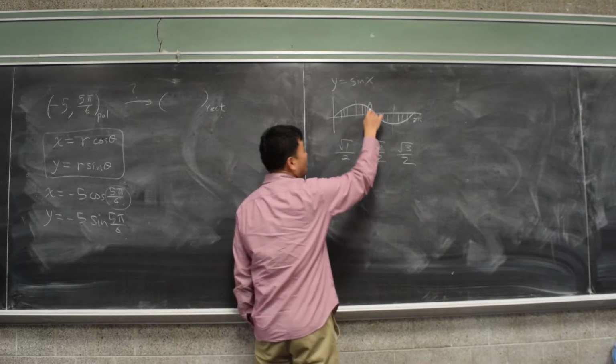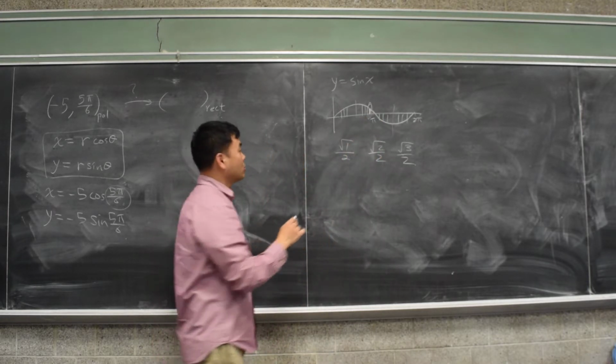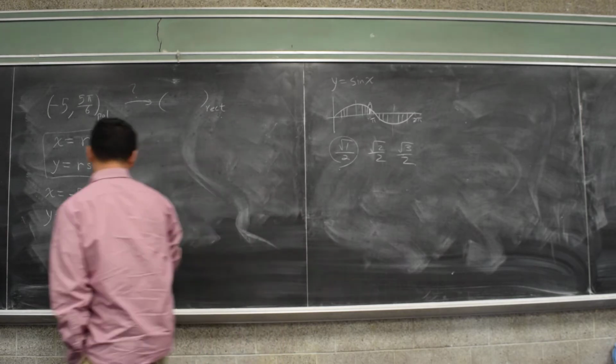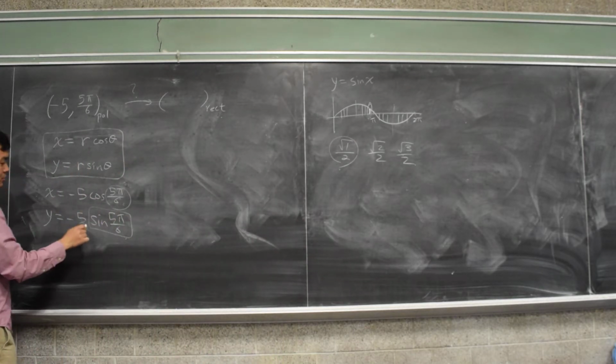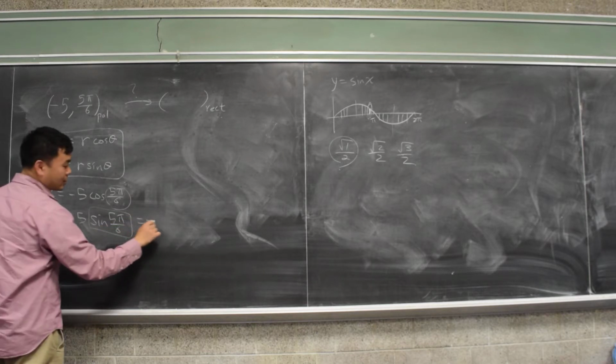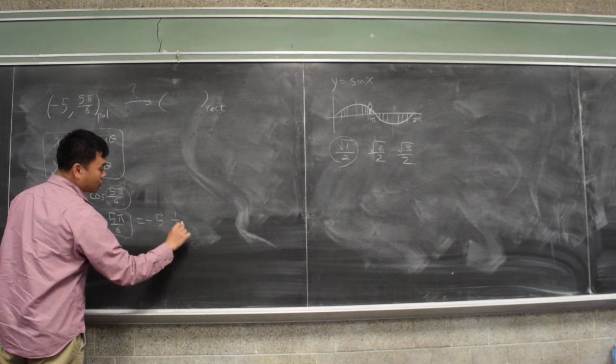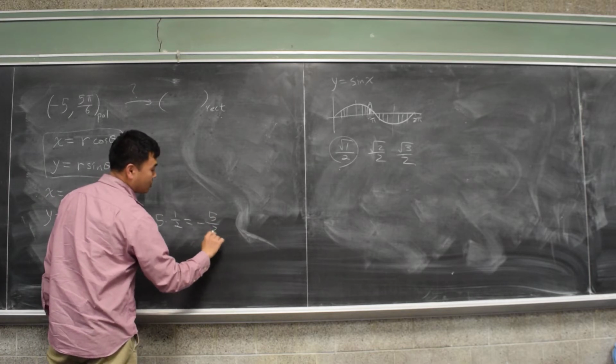This one is the smallest, so which one do we choose? 1/2. So we know that this is sine. We just did sine here. So this value is 1/2. So this is negative 5 times 1 over 2, so that's negative 5 over 2.